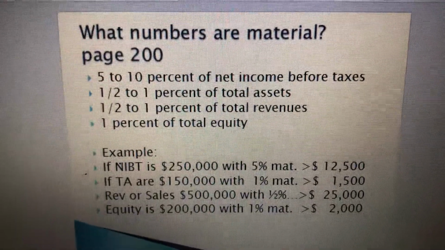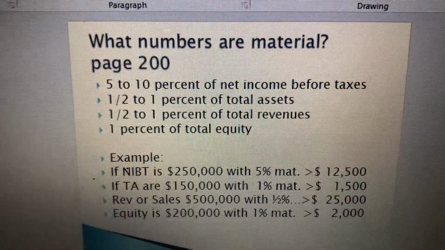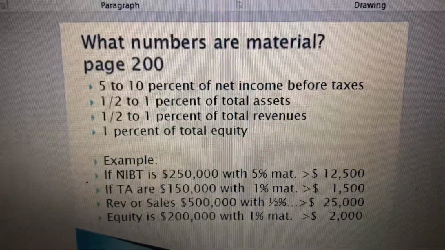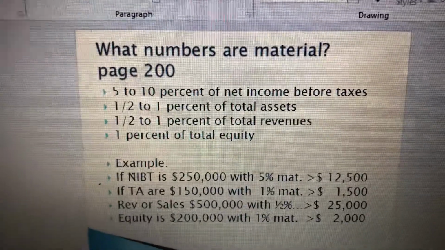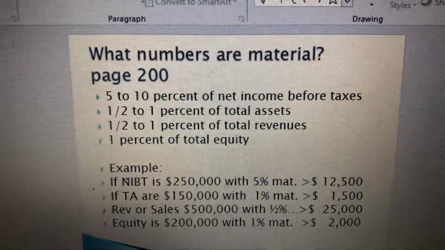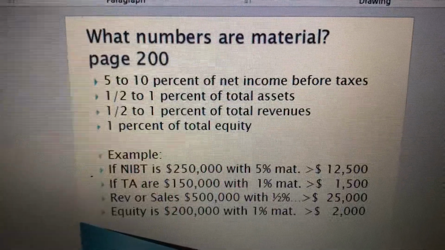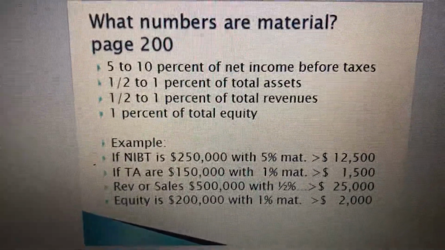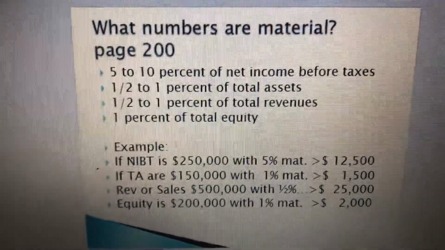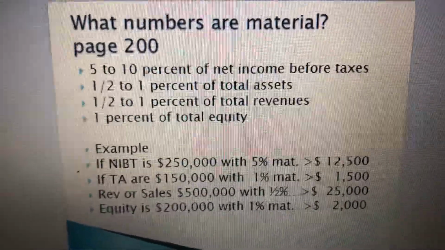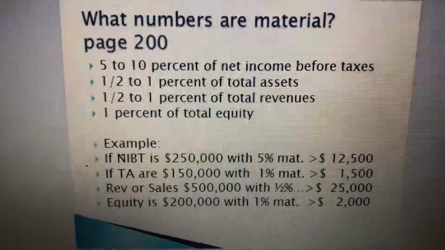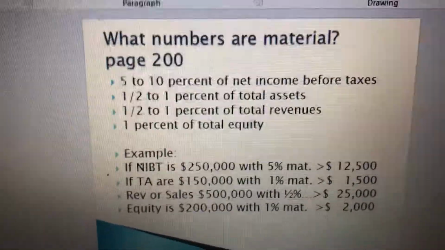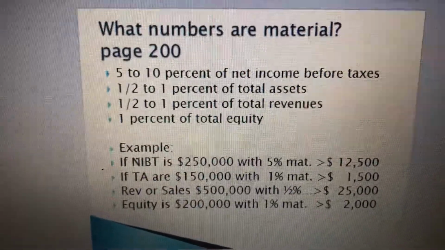Some companies say 5 to 10% of net income before taxes, 0.5 to 1% of total assets, 0.5 to 1% of revenue, and 1% of total equity. So, for example, if you have earnings before taxes of $250,000 at a 5% materiality, then anything over $12,500 that you find to be out of line is considered material.